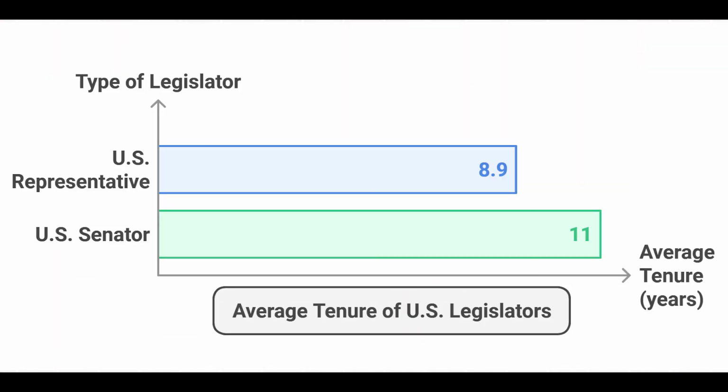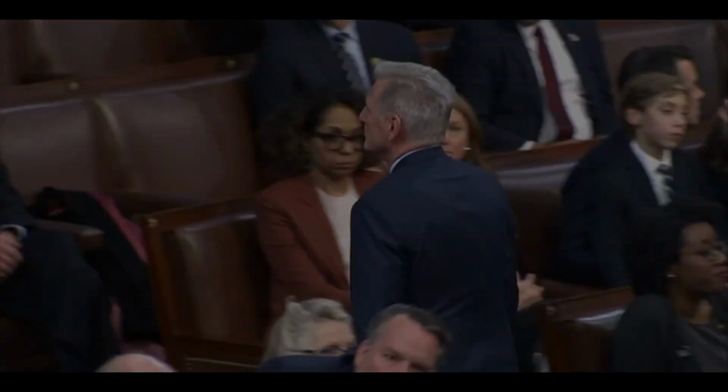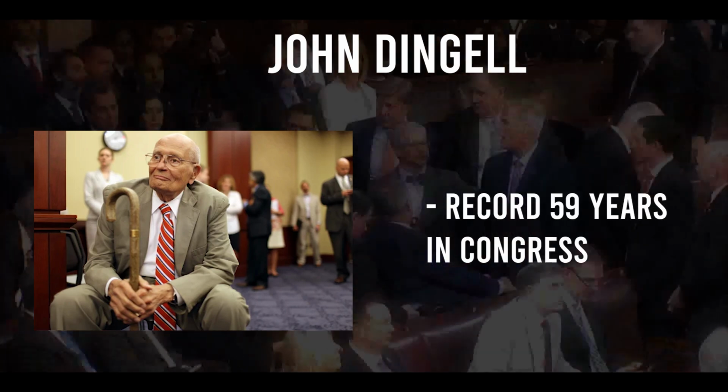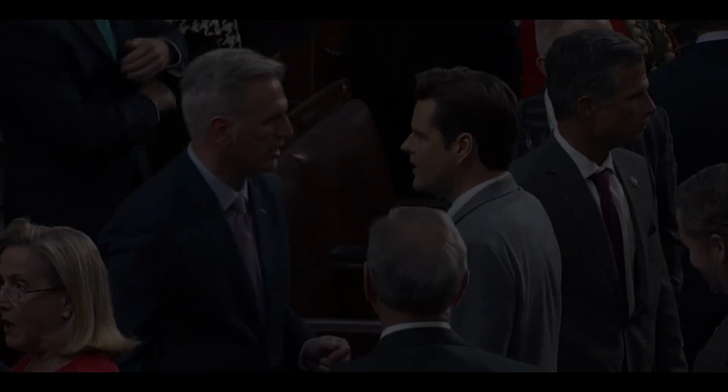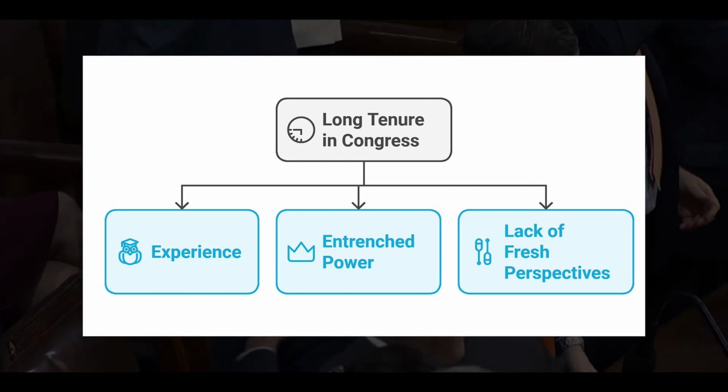The average tenure of a U.S. representative is 8.9 years, and the average tenure of a U.S. senator is 11 years. In fact, some politicians have been in Congress for over 40 years. For example, John Dingell, a representative from Michigan, served for a record 59 years. While his longevity can bring experience, it also raises concerns about entrenched power and lack of fresh perspectives.